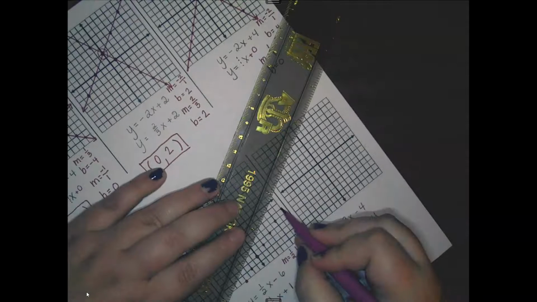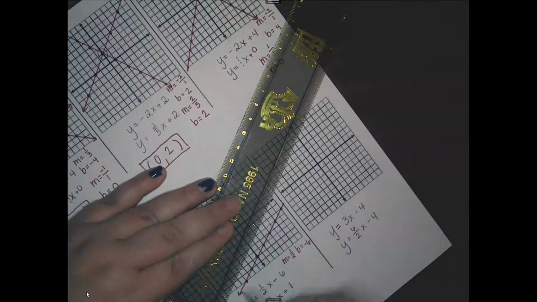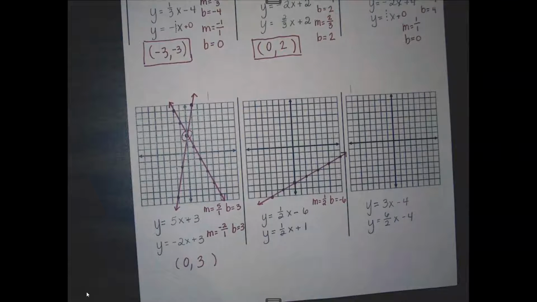Sometimes I call it the reverse. Sometimes I call it doing the opposite. I don't think there's an actual name for it. I guess think of it as just working in reverse.